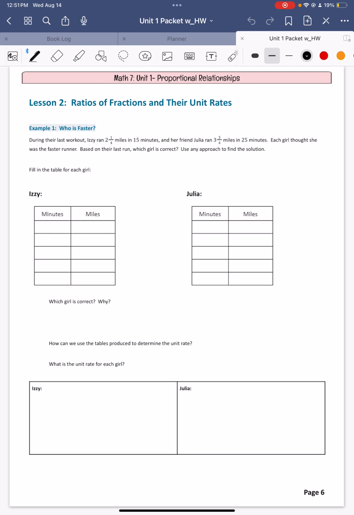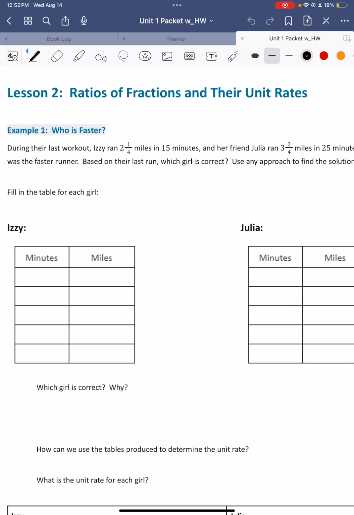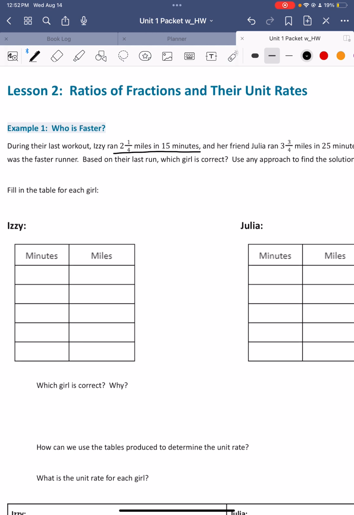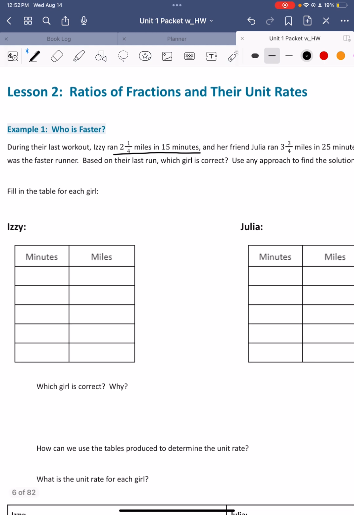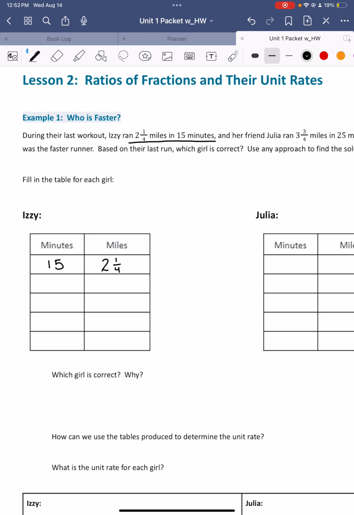Well, we're going to fill in the table for each girl. We're going to start with Izzy. It tells us the first thing that we need to know to fill in our table. It says Izzy ran 2.25 miles in 15 minutes. Based on our table, our minutes are going to go in the left side and miles are going to go in the right. So that means 15 minutes. In those 15 minutes, she went 2.25 miles.